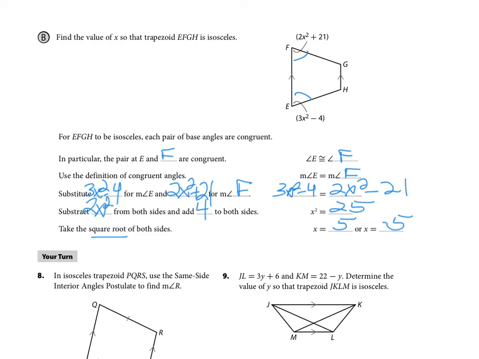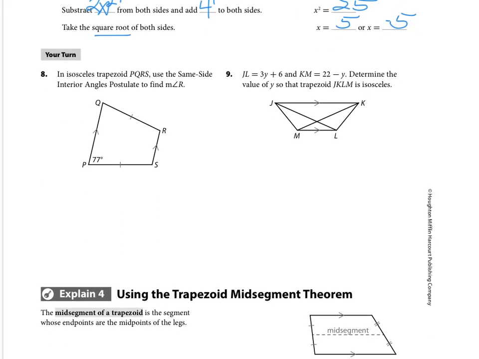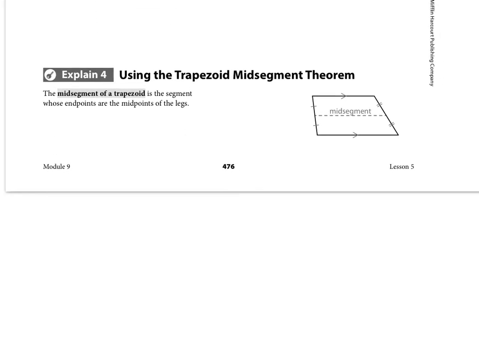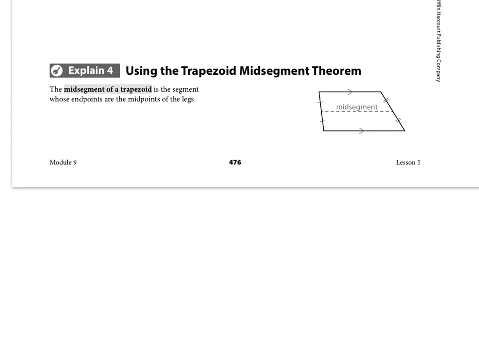Okay, moving on, we're going to go to explain number 4. Hope you've done the Your Turns there. In a trapezoid, we can say that there's what we call a mid-segment of a trapezoid. We just got done talking about mid-segments of triangles, so this shouldn't come as a shock that we are able to find a mid-segment of a trapezoid as well, and that the definition is similar, okay? The mid-segment of a trapezoid connects the midpoints of the legs. The mid-segment has a couple of things that are true about it, as we look at on the next page.